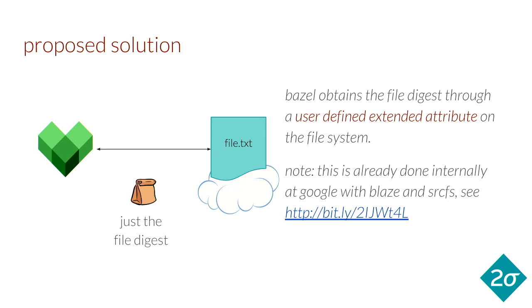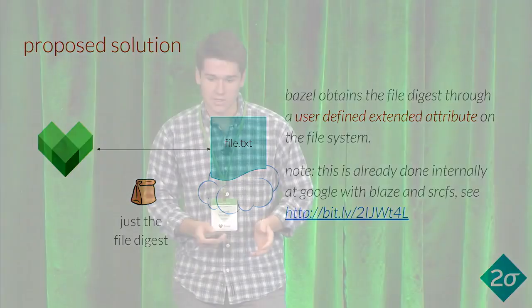Google actually does this internally with Blaze and SourceFS. This is a bit.ly link that you can go to and see a whole blog post about how Google does their build system in the cloud. It's a bit dated, but our goal is to expose it via an extended attribute.